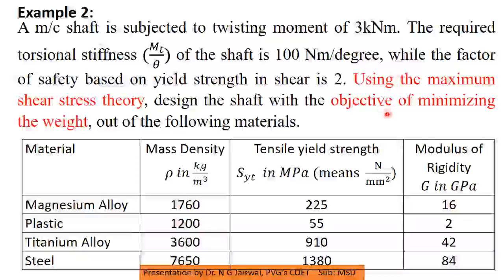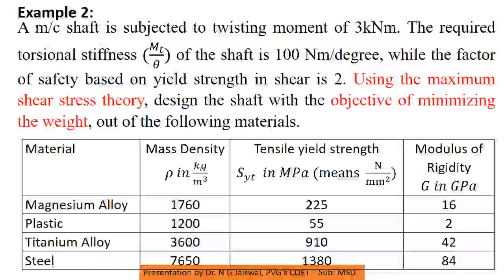The objective here is to minimize the weight. In the previous session, when we saw one numerical, the objective was to minimize the cost. Here, the objective is to minimize the weight. The various materials are given along with their mass density, yield strength in tension given in MPa, which is also equal to Newton per mm square, and modulus of rigidity is given in GPa, gigapascal.